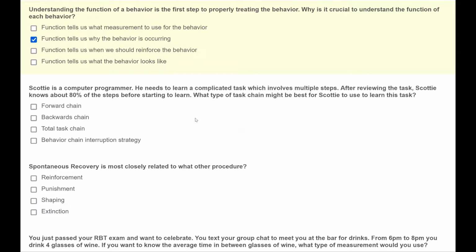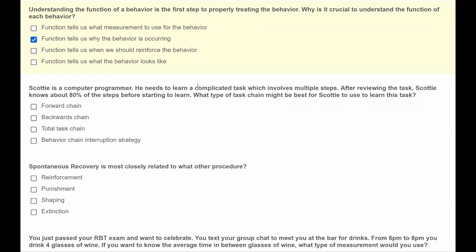Another task chain question. Earlier, we talked about forward chaining. Forward chaining says we reinforce the first step first. Backward chaining says we reinforce the last step first. Total task says we teach the whole task chain. And when would we want to use total task chain? Well, you would want to use total task chain when somebody knows most of the chain already. We only need to teach what they don't know.